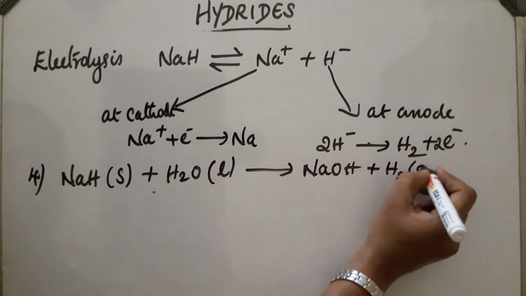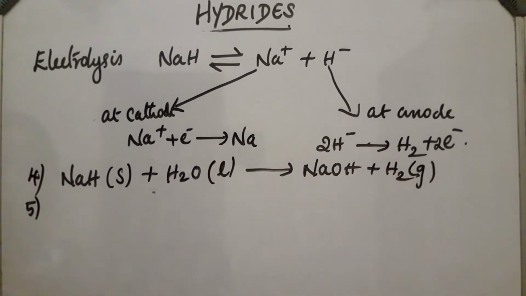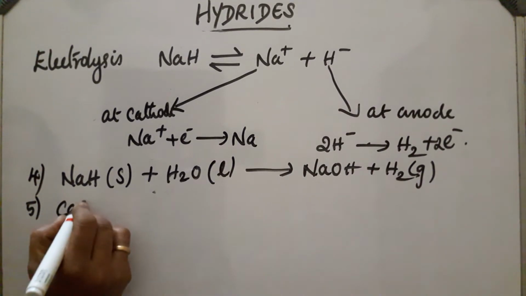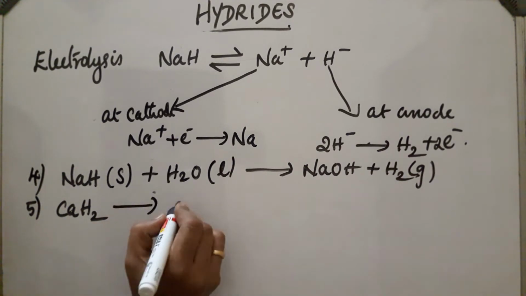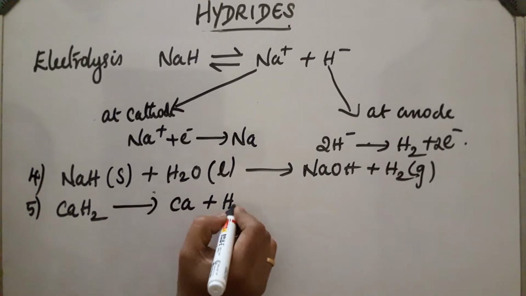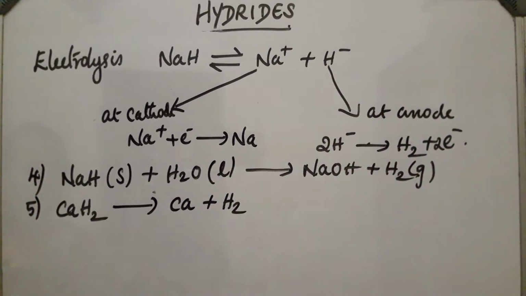Next, fifth one. These hydrides burn spontaneously in air on heating, because during the decomposition hydrogen is obtained which is highly inflammable. For example, CaH2 dissociates into Ca and H2. This hydrogen gas obtained is highly inflammable. So on heating it burns spontaneously.